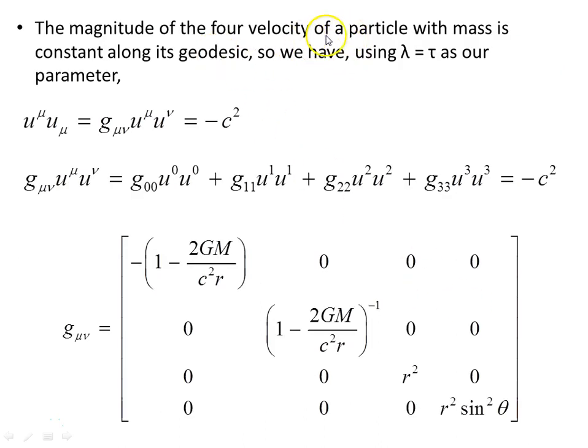Alright, next thing now, the magnitude of the four velocity of a particle with mass is constant along this geodesic. So we have, using lambda equals tau as our parameter, this contraction, the magnitude of the four velocity, using the metric here to contract one of the indices, one up, one down, then we sum over them, is minus c squared. So this is the magnitude squared. And just writing that out, just for the sake of showing everyone here, g mu nu here, sum over the indices 0, 0, 1, 1, 2, 2, 3, 3, all of that goes to minus c squared. Just reminding you, for the Schwarzschild spacetime, here's the metric. This is the metric.